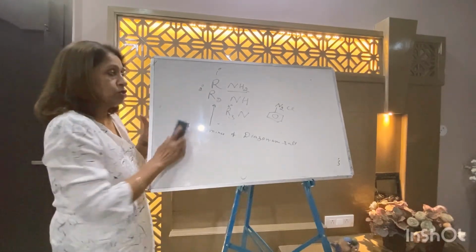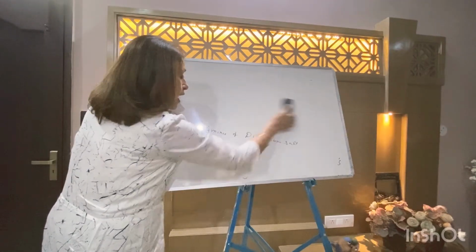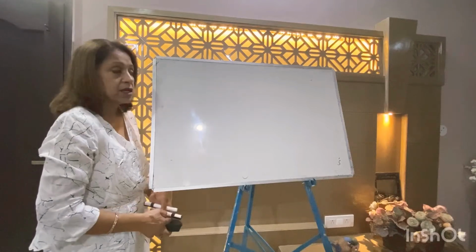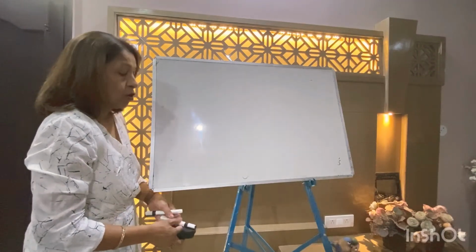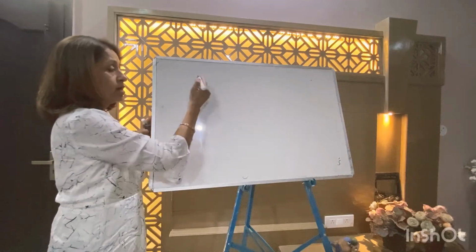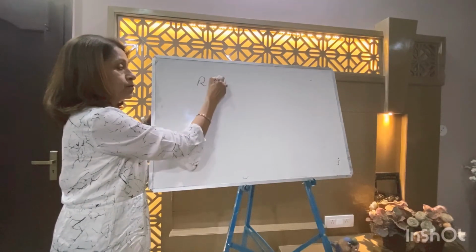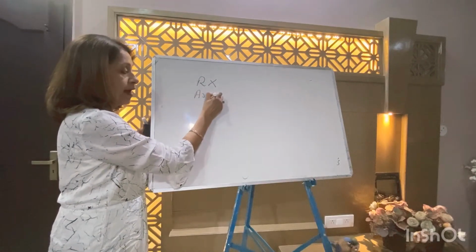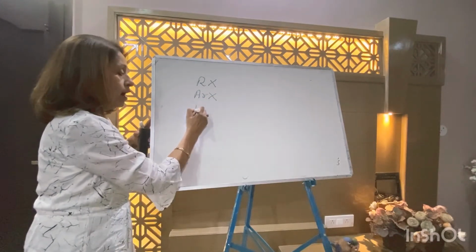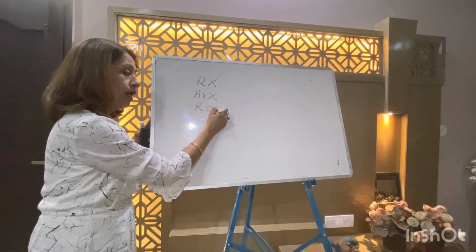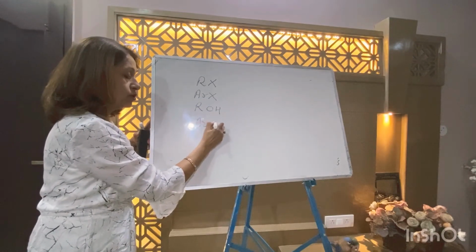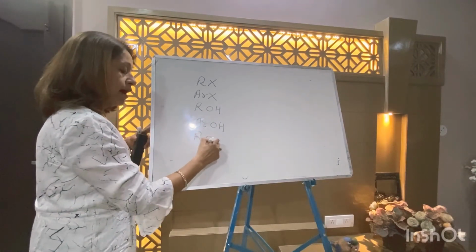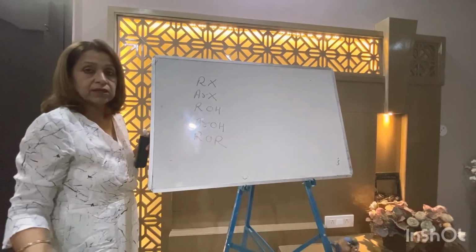In these 4 chapters we will study the IUPAC names, preparations, properties, uses and commercial compounds of these organic compounds. Now, I'm repeating: RX, haloalkane; ArX, haloarene; ROH, alcohol; ArOH, phenol; ROR or ROAr, ether.